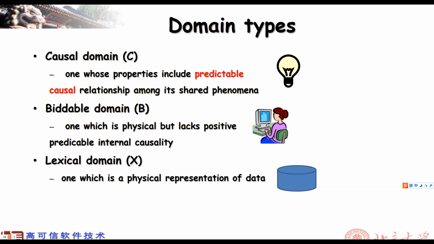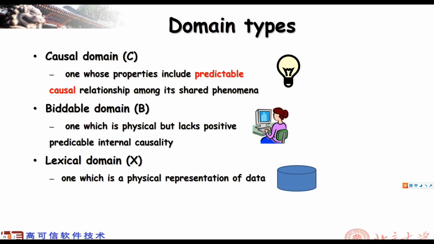Whenever we send a pulse, we can expect the light unit will be on. If it doesn't, then something must be wrong. That's about reliability. The device has failed. That's another thing. And the second type is a biddable domain.